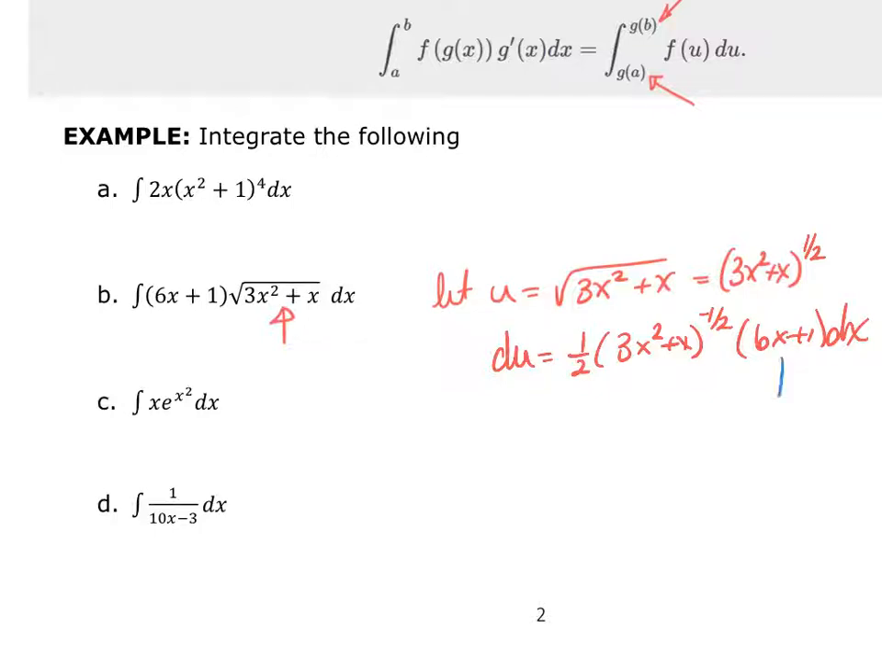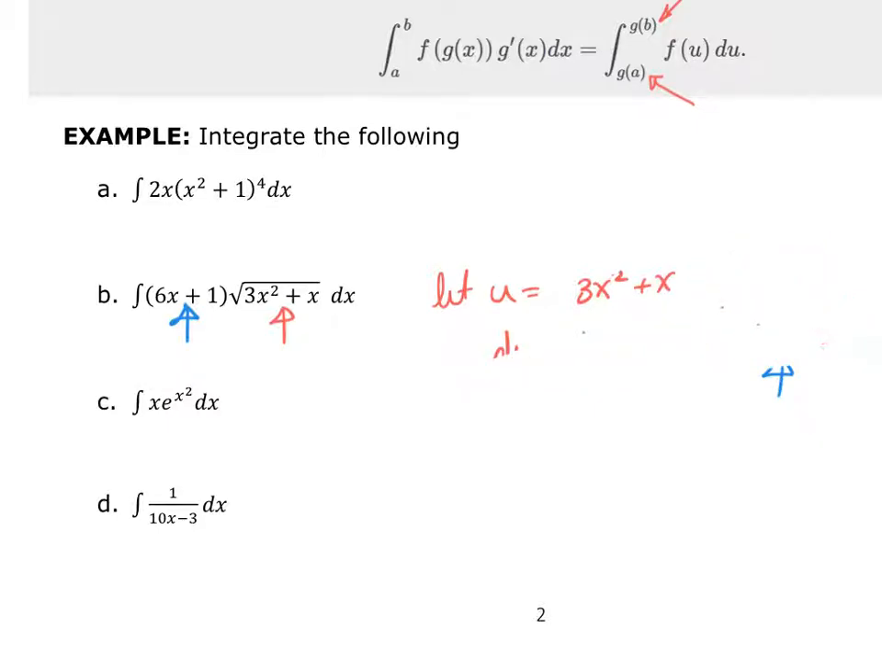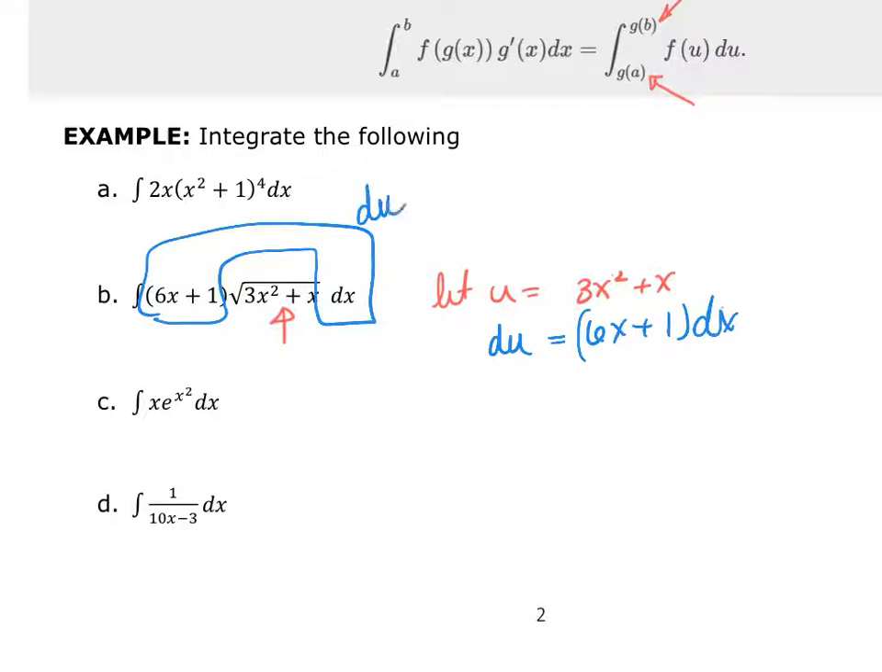But what I do see is this, which matches this. So instead of u being the square root, I'm going to let u equal 3x squared plus x. That's what I'm going to let u equal. Then du is going to give me 6x plus 1 multiplied by dx. So this piece and the dx gets replaced with du, and this piece gets replaced with u. So what I have is the integral of the square root of u du.